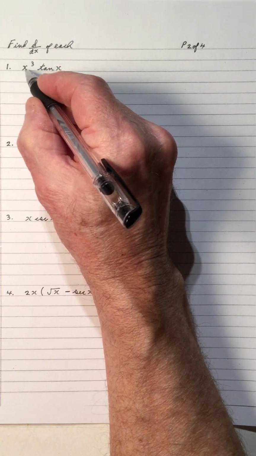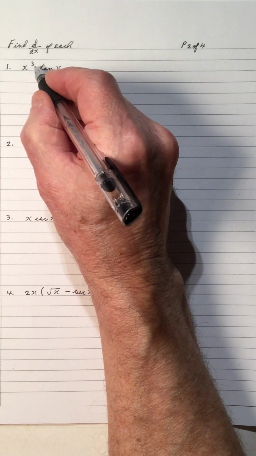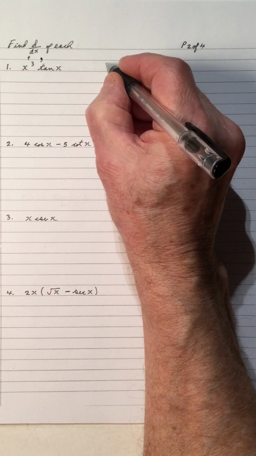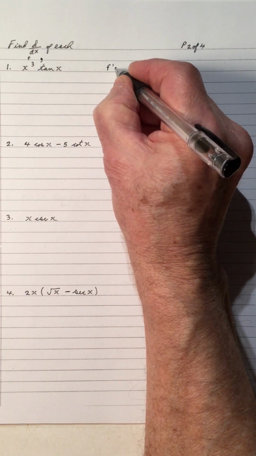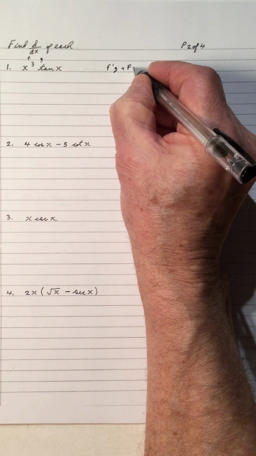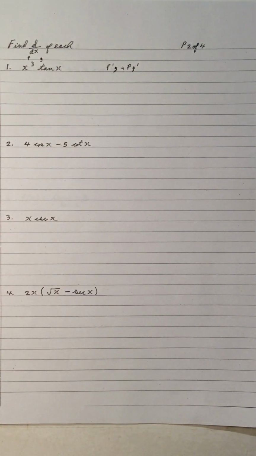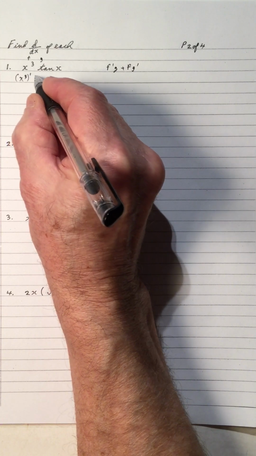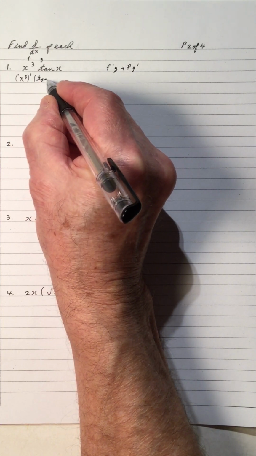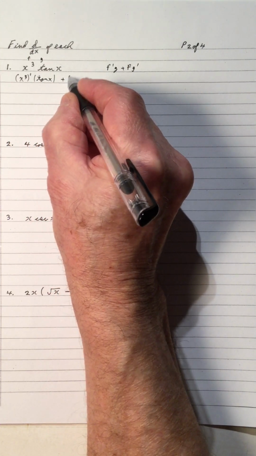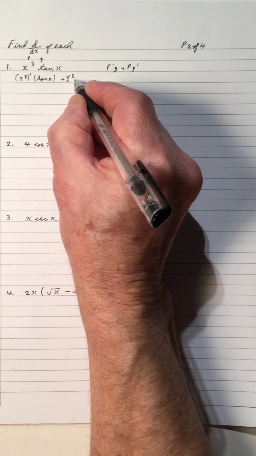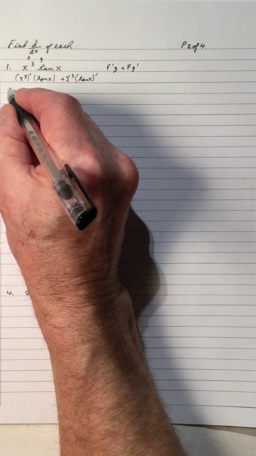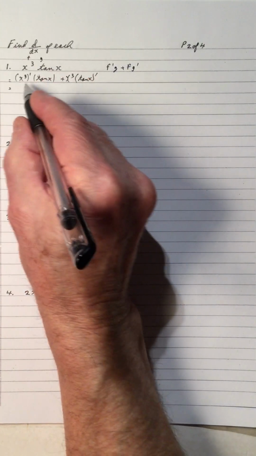And notice that this is x cubed tan x, and they're two different functions, so we can treat this as an f and a g, and the derivative is f prime g plus f g prime. So it's x cubed derivative times tan x plus x cubed times the derivative of tan x. So it's two different functions, so it's a product rule.